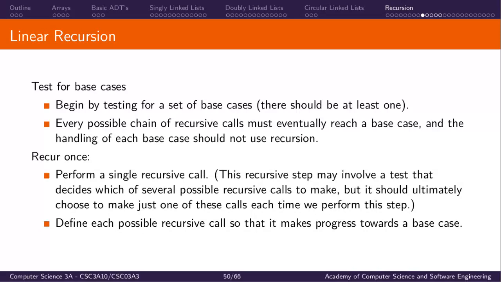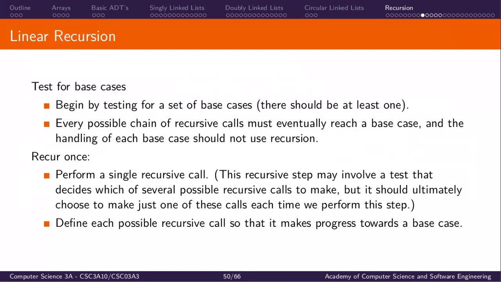So with linear recursion, we would have our test for our base case, right? We begin with that test. There needs to be at least one so that we can actually fall into that base case when we eventually get to it. And each possible chain of recursive calls, as we said before, must move towards that and eventually reach our base case. All right. Then we will recur once, and that's what makes it linear recursion. There may be several different options, but we'll only make a single recursive call within our method.